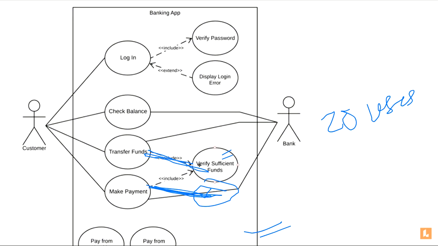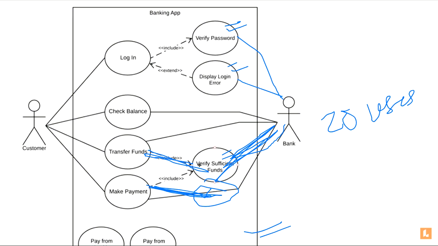Right? Like someone just right now asked, sir, whether verify password and display login error will be connected to the bank or not. It's up to you. Suppose you want to, of course, you know that in the background the bank is also interacting. So you can draw these lines, no worries. Verify sufficient funds: who is verifying these sufficient funds? Obviously, the bank is verifying. So you can show the association relationship between them also.